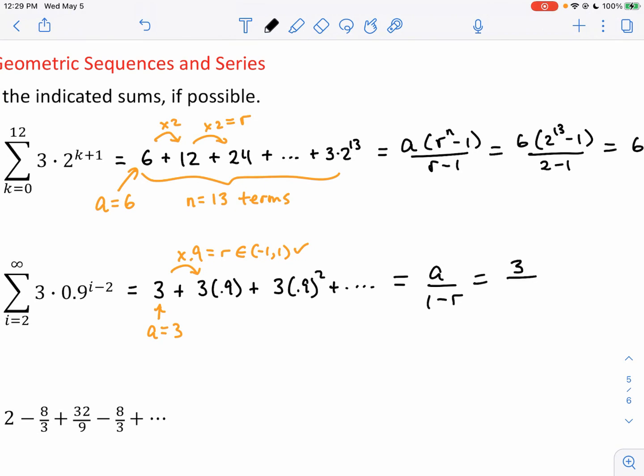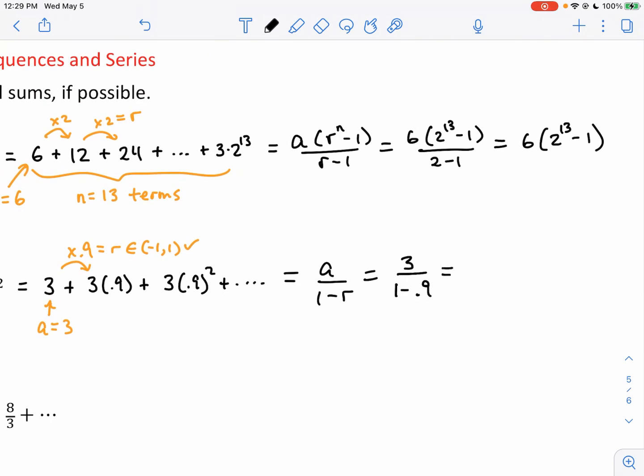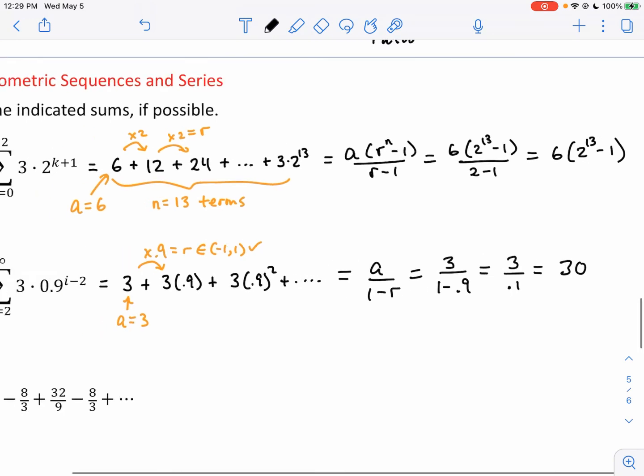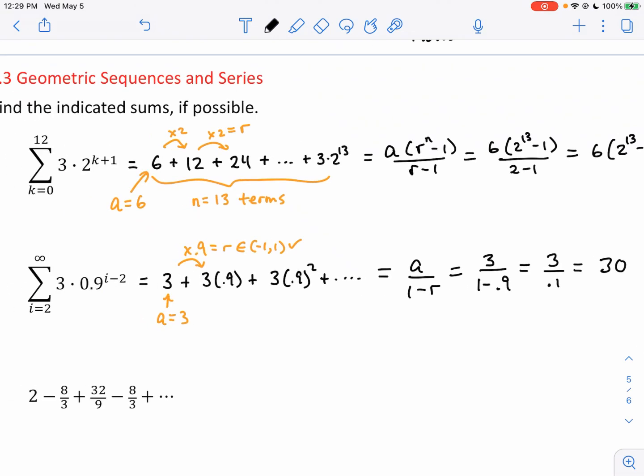A is the first term, and the ratio is 0.9. So we have 1 minus 0.9. 1 minus 0.9 is 0.1. So we have 3 over 0.1. And so this is going to give us 30 as the sum. Now, if you do a sum of the first 1,000 terms, you're going to get an answer close to 30. But when you do a sum of the first 1,000,000 terms, you'll get even closer to 30. But a sum of all the terms, infinitely many, you will get 30. Right?